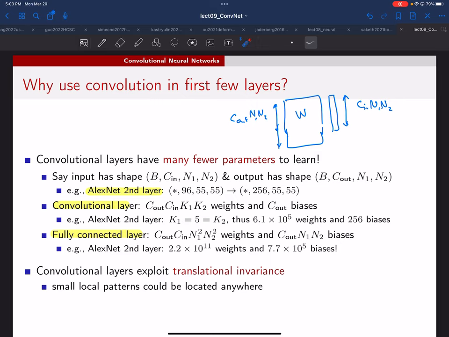Okay. All right, so any questions on this page, convolution?